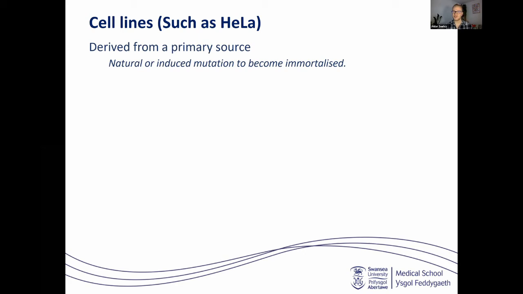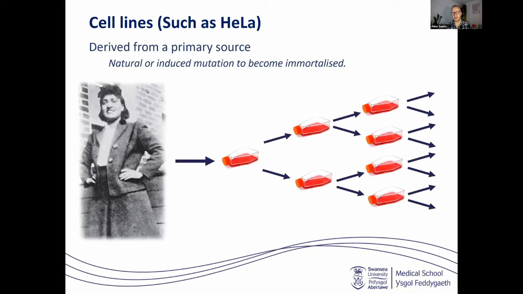If that doesn't excite you, I really don't know what will. So we can take samples from people like Henrietta Lacks, and we can grow them and just exponentially increase them. And we've now managed to do that so that even if you take cells from a healthy person without a cancer, you can induce immortality in some cases for those cells to keep growing and dividing.